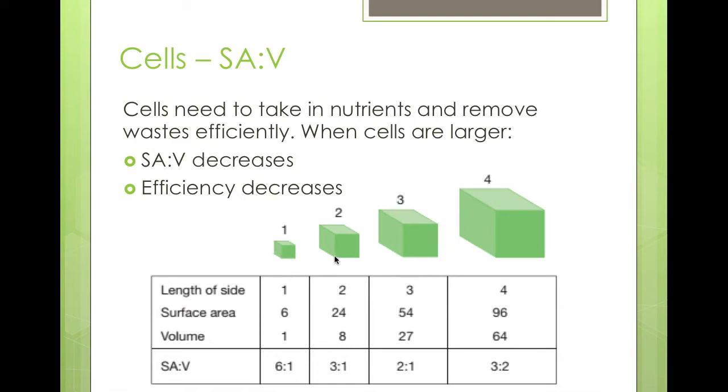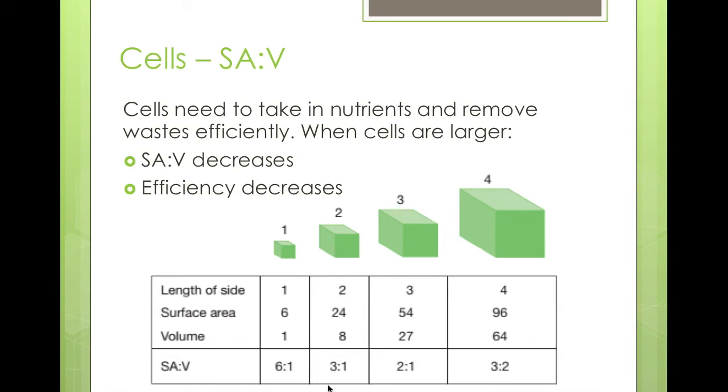The larger you go, the smaller this number becomes. If it was 3, it drops down to a ratio of 2 to 1, which means you're even more inefficient. And then at 4, you've got a ratio of 3 to 2, which if you simplify is 1.5 to 1. So it's becoming more and more inefficient in taking in nutrients and releasing waste. Now this might be a bit complicated if you don't do the maths, but that's sort of looking at surface area to volume ratio.